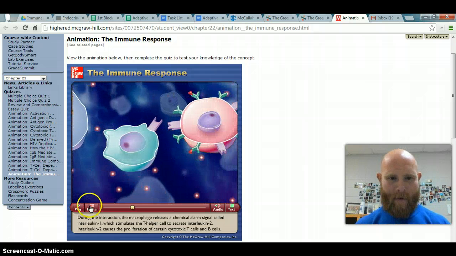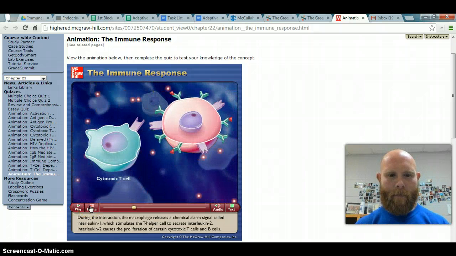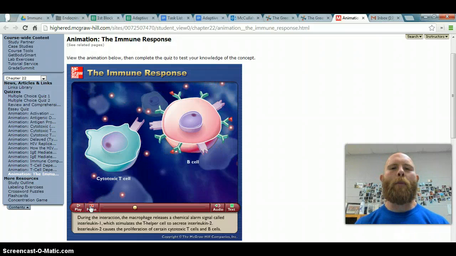Interleukin-2 causes the proliferation of certain cytotoxic T cells and B cells. Proliferation, as you're going to see in the animation here, just means they start reproducing and making more of themselves, start cloning themselves. So these cytotoxic T cells and these B cells, and B cells are created in the bone marrow. Right? They're a type of lymphocyte created in the bone marrow. So again, that's where the B comes from. They're going to start proliferating, a new term, which just means dividing and cloning themselves.